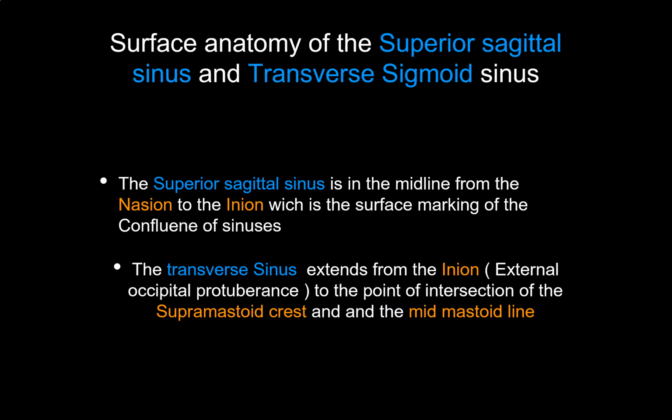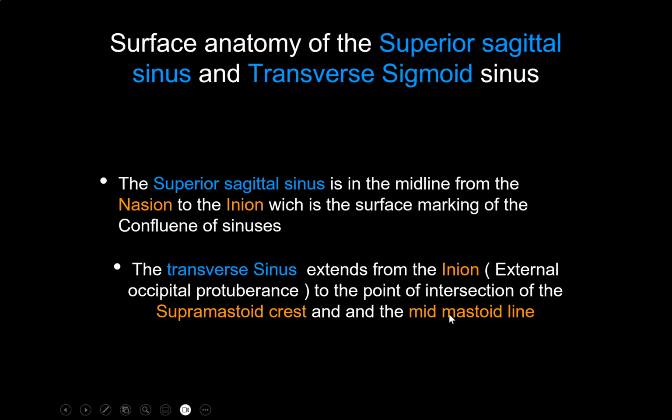Surface anatomy of the superior sagittal sinus and the transverse and sigmoid sinuses. Of course, the superior sagittal sinus is in the midline, extending from the nasion to the inion. It is below the sagittal suture, anteriorly, and continues to the confluence of sinuses. Very easy. The transverse sinus extends from the inion, which is the external occipital protuberance, to the point of intersection of the supramastoid crest and the mid-mastoid line.